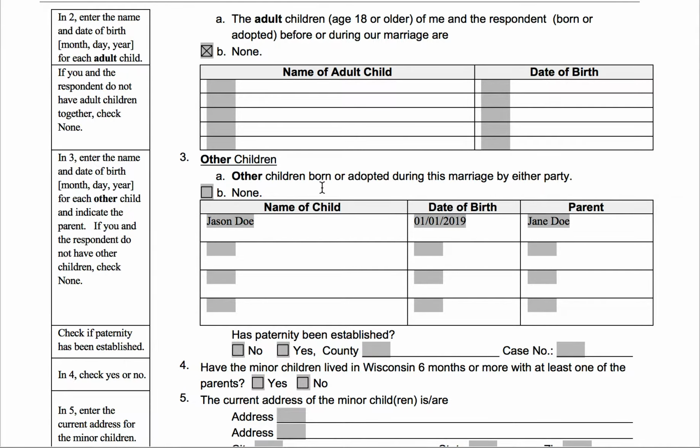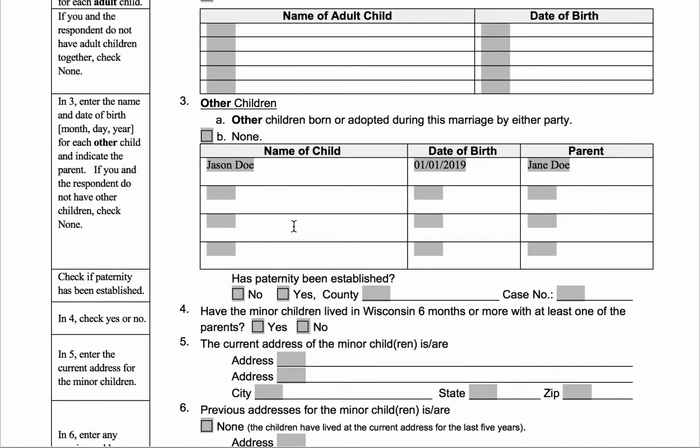And again, just to emphasize, because this is one of those issues we see a lot, this is while you were married. So you do not need to include children that were born to the other person with another parent before you got married. This is just children that were born from the day you got married until now.